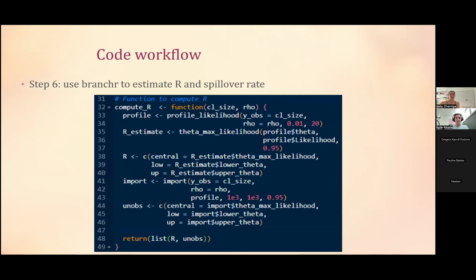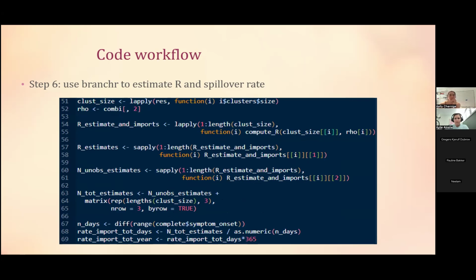Okay, then we use branch R to estimate R and the spillover rate. This is just a big function. I don't think I changed this at all. It came from the package. Also, I see there's a lot of questions, but hopefully I can answer them at the end. Okay, then this is also code from the package. Again, I don't think I changed this very much, but it's estimating your R and your importations, and then accounting for your underreporting and such. It gives you your spillover rate. At the bottom here, we're converting it into an annual rate. So that's the kind of unit we're interested in.